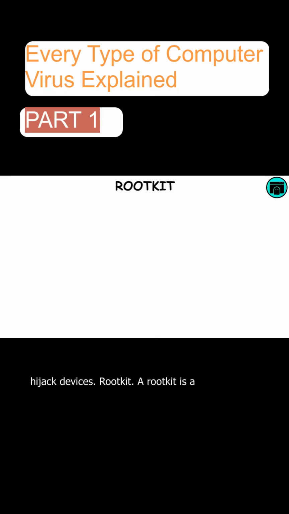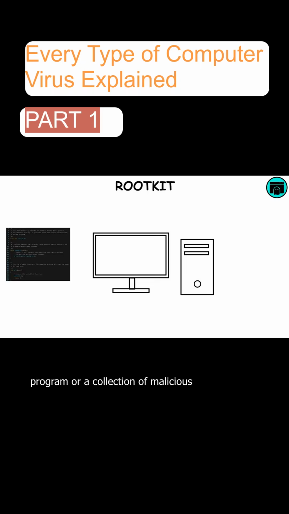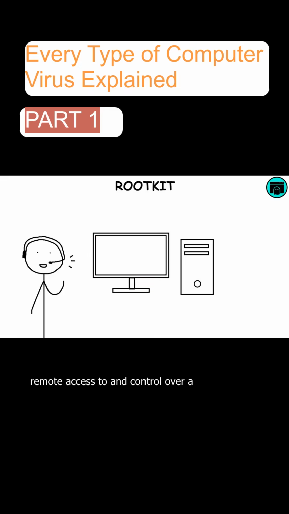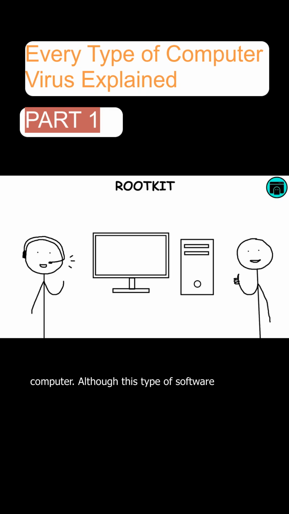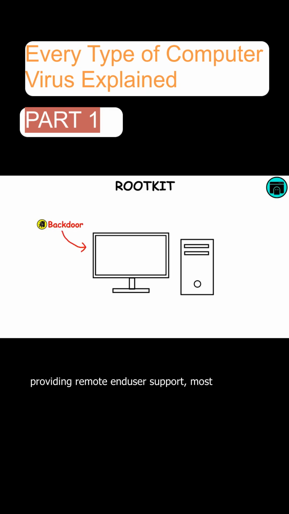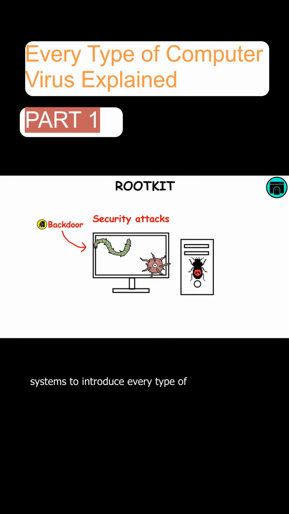Rootkit. A rootkit is a program or a collection of malicious software tools that give a threat actor remote access to and control over a computer. Although this type of software has some legitimate uses, such as providing remote end-user support, most rootkits open a backdoor on victim systems to introduce every type of malware or to use the system for further network security attacks.